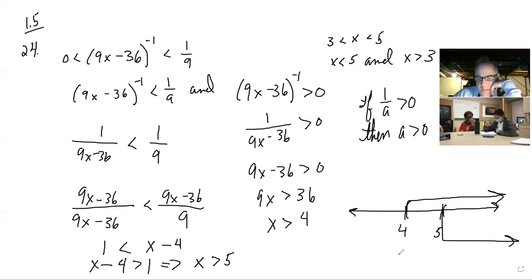So you're thinking it's got to be what? X is what? Strictly greater than what? 5. Yeah. All right. And what would that look like in interval notation?